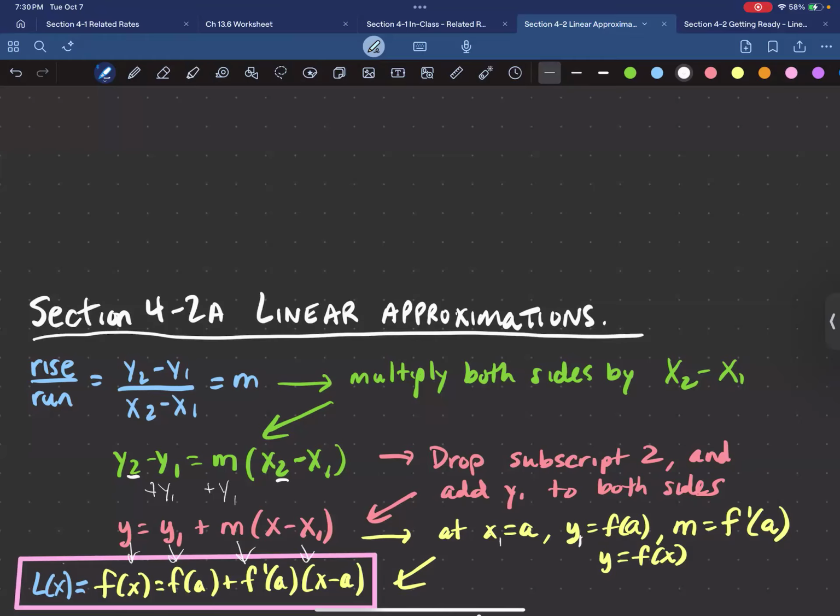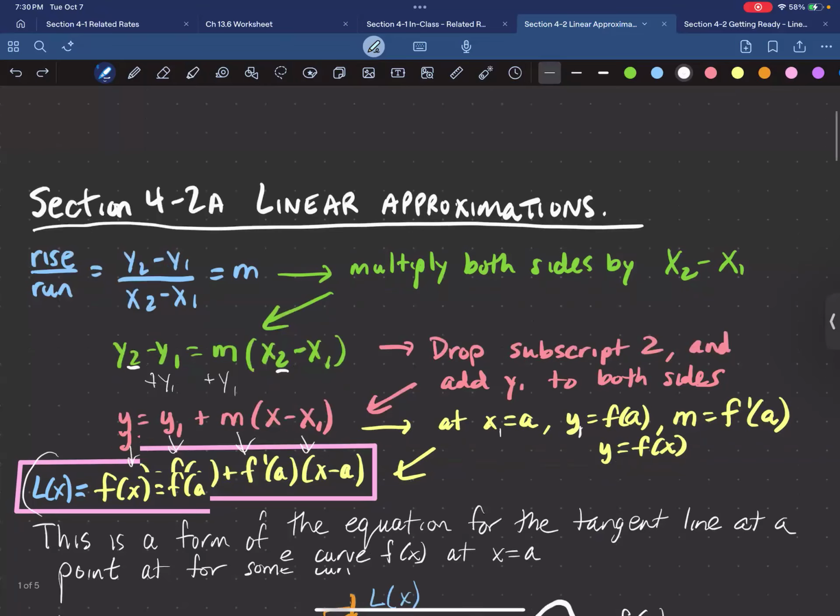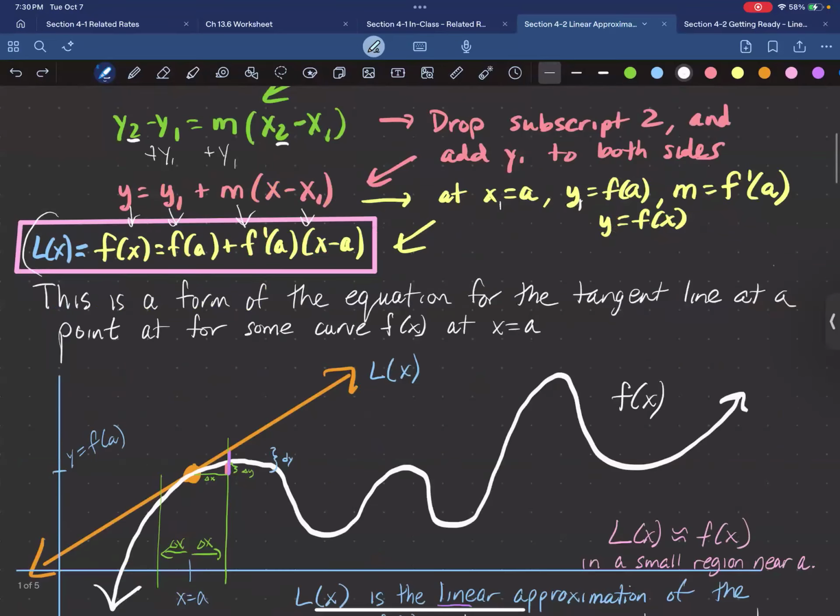And we're going to call that L of x. L of x stands for linear approximation. This is a form of the equation for the tangent line at a for some curve f of x at x equals a. Okay? We take a look at what's going on.